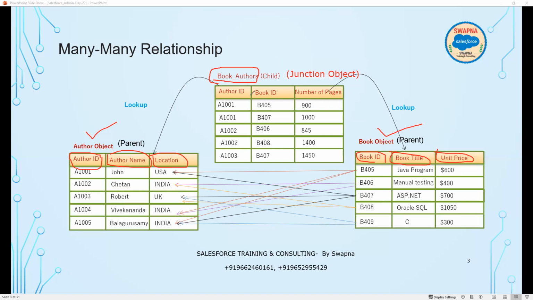In the book author object, create a field called author ID. Author ID is a lookup relationship field data type, which will be looking at the author object. Create a second lookup field called book ID, which is also a lookup relationship field looking for the book object. Then create a number field called number of pages. After creating it, insert the records in both the parent objects, then link the parent records, and then fill in number of pages. This is the homework for configuration.